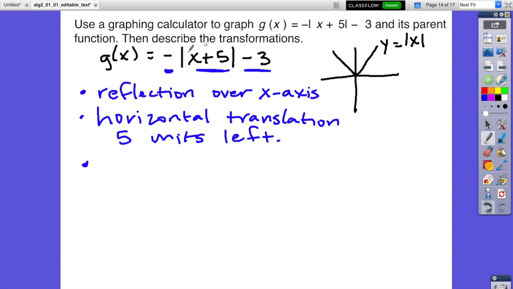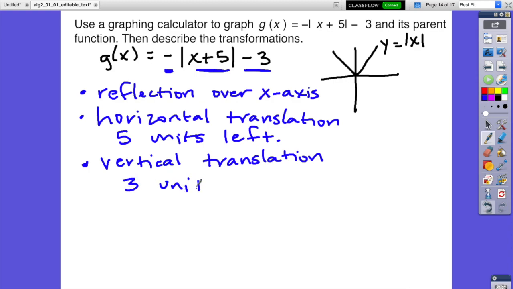It's on the outside of the whole equation. So it's going to be a vertical translation 3 units down. Okay, so let's think about this. A reflection faces this way. Horizontal 5 units to the left, it's going to move over here. 3 units down, it's going to move over here. So it's going to look something like that. And you could check it on a calculator app to make sure it's right.